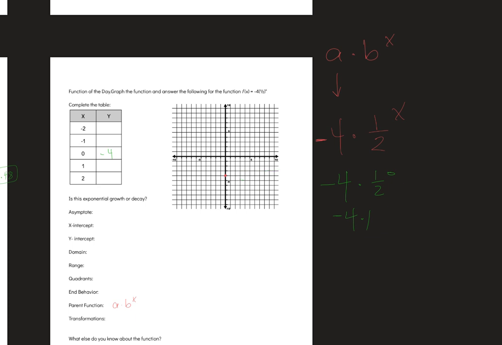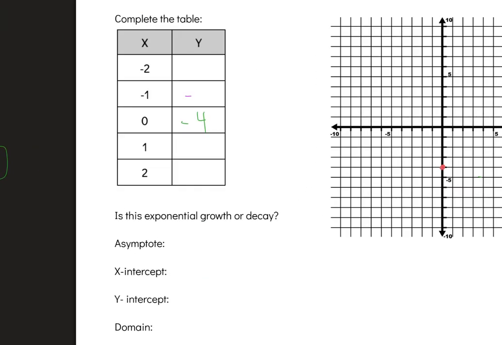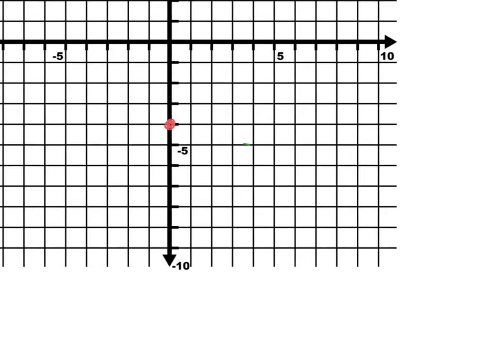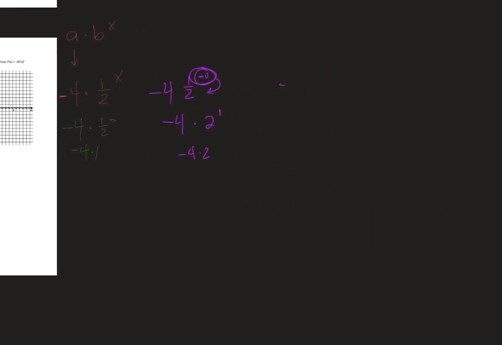Right. So now let's plug in some other numbers like negative 1. When we do negative 4 times 1/2 to the negative 1 power, that's negative 4 times 2 to the first power. That negative exponent is going to flip that. Negative 4 times 2 is negative 8. So at negative 1, it's negative 8, right there. If we were to plug in negative 2, we're going to see something similar. We're going to get negative 4 times 1/2 to the negative 2 power.